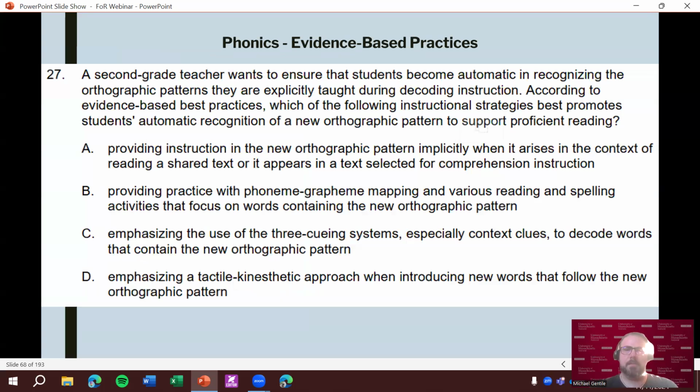All right, let's do some questions. Go ahead. We'll do some knowledge checks. So again, I want you to try to read these questions yourself to simulate the experience of taking the test. So pause here and we'll come back with the answer.